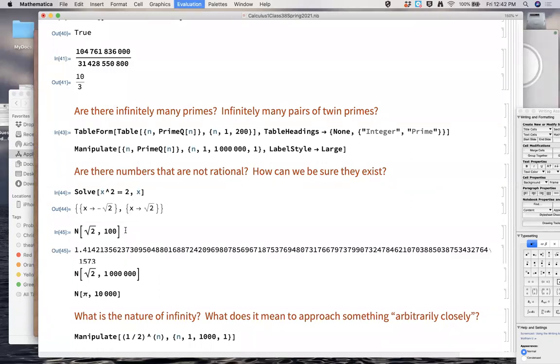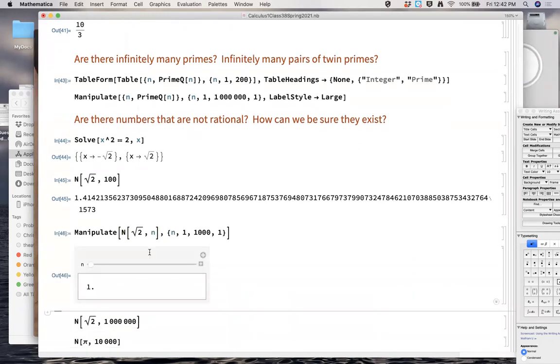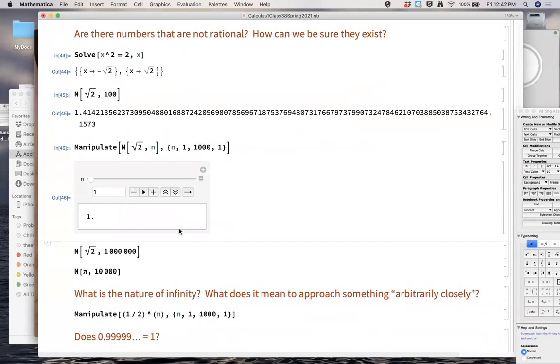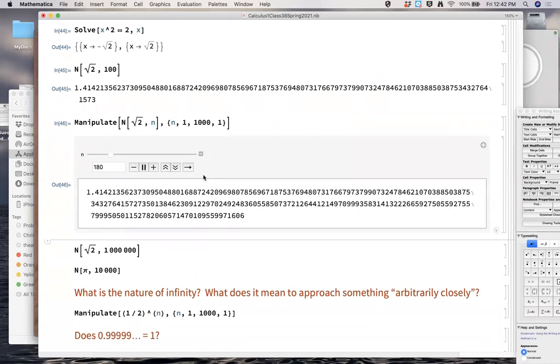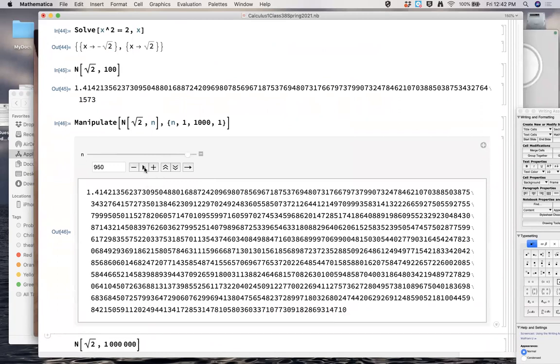What's the decimal expansion of square root of 2? Well, there's the first 100 digits. How about the first 1,000 digits? I can run an animation to see the first 1,000 digits of the square root of 2. And just like pi, these digits seem to go on and on forever and ever without a repeating pattern.